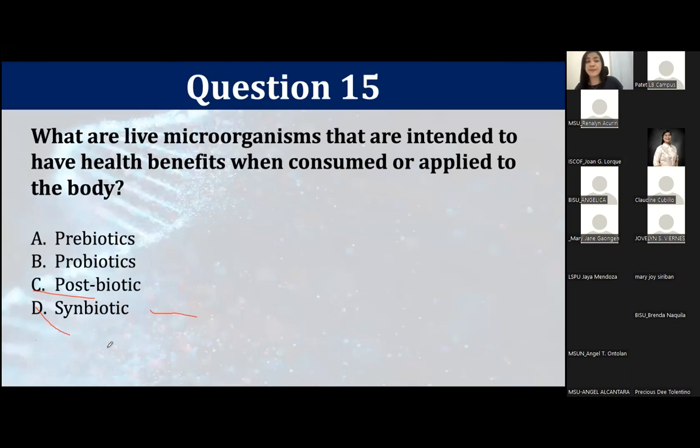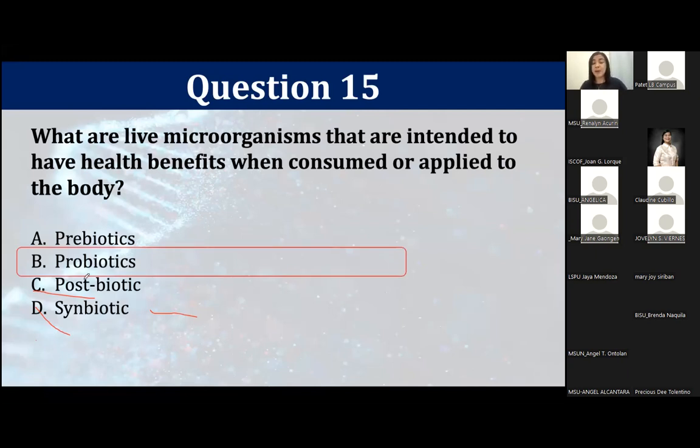Okay, question number 15. What are live organisms that are intended to have health benefits when consumed or applied to the body? A, prebiotics, B, probiotics, C, postbiotic, D, symbiotic. So what is your answer? May sumagot ng A, may sumagot ng B. How about the others? Is it prebiotic, probiotic, postbiotic, or symbiotic? So most of you answered letter B. Okay. The correct answer is letter B.